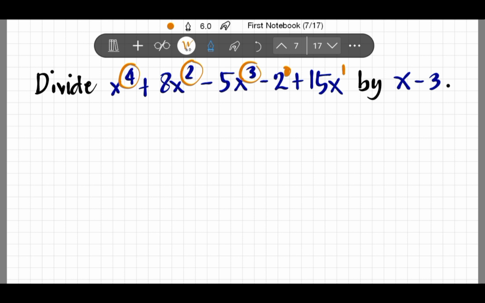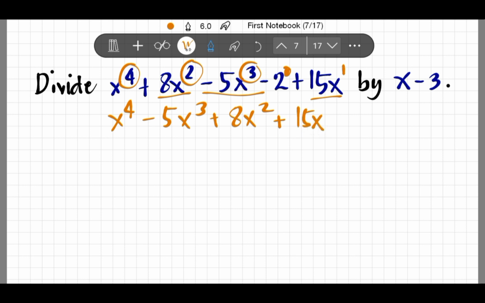So you just need to rearrange the given dividend in such a way that the exponents will be in decreasing order. So let's rearrange. X raised to 4 followed by this one, negative 5x cubed. So followed by plus 8x squared, and with exponent of 1, so plus 15x, and with exponent of 0, so minus 2. So this will be now the new dividend written in standard form.